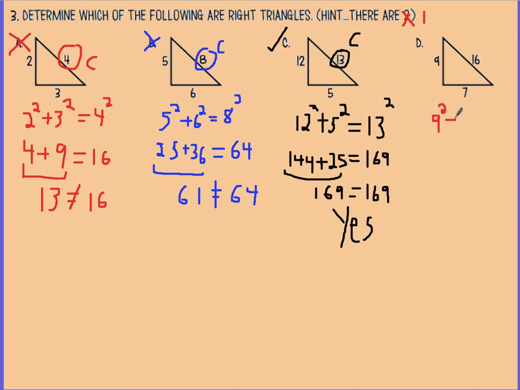So 9 squared plus 7 squared, does that equal 16 squared? Let's check. We got 81 plus 49 equals 256? It doesn't seem like those numbers are high enough to do that. So this is actually 130. That does not equal 256. So this one is not a right triangle. So only letter C was.